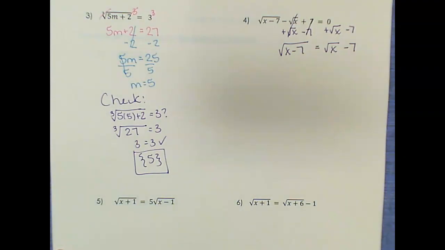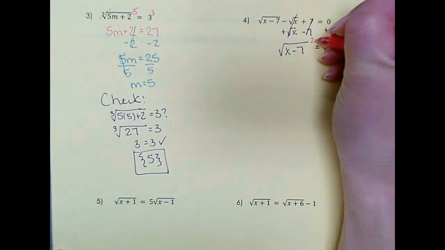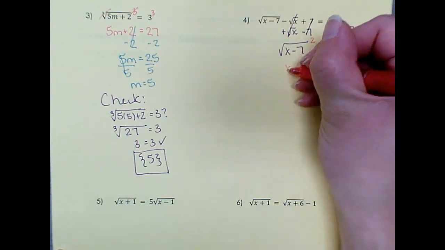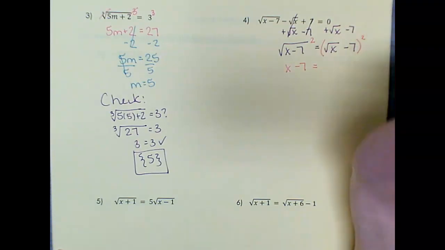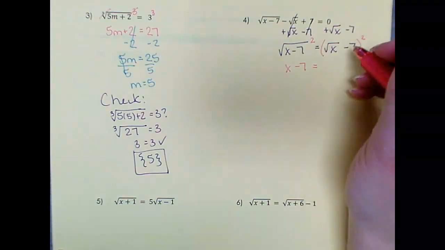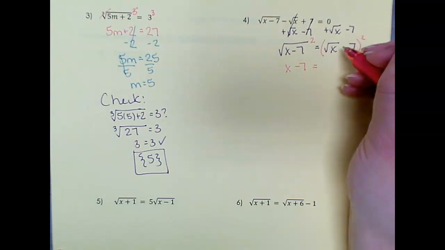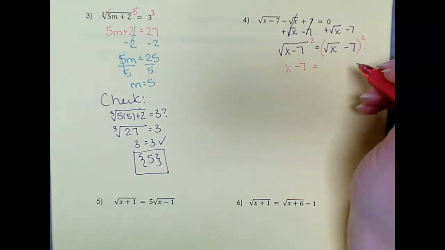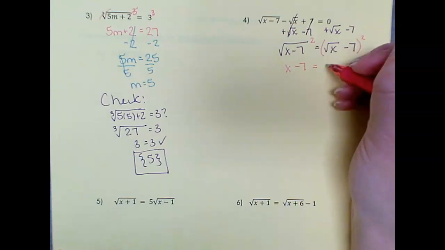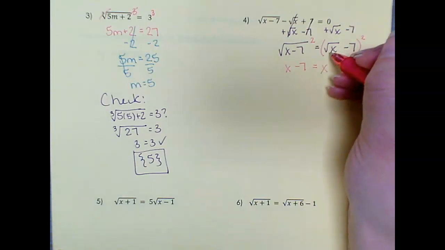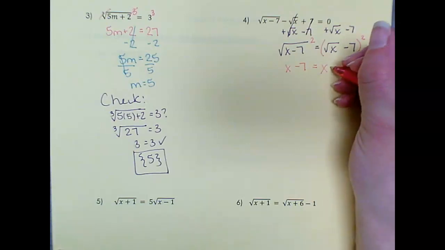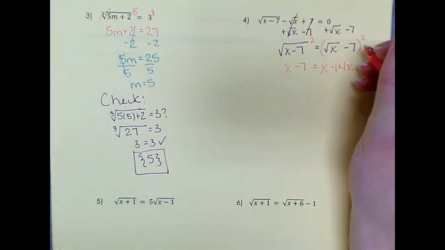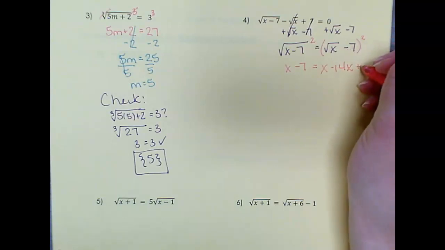Next step is to square both sides so that we can eliminate a radical. So if I square the square root, I get x minus 7. If I square this side, this is a little different. The square root of x times the square root of x is x. The square root of x times negative 7 is negative 7 square root of x, but I'll have 2 of them, so minus 14 square root of x. And then negative 7 times negative 7 is plus 49.